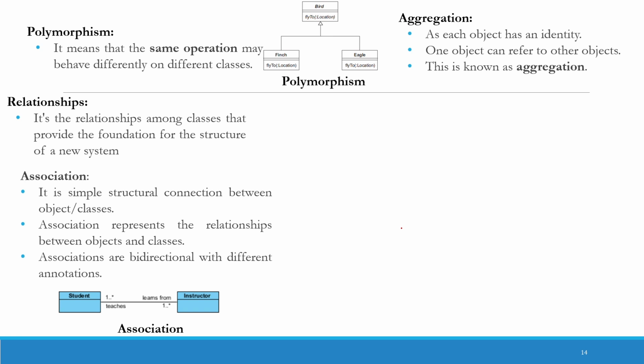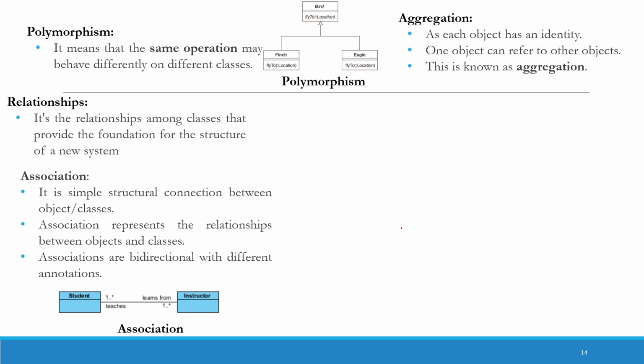Maybe the tire will perform its function when it's aggregated with the car. But when we separate it from the car, maybe we can use it to wash clothes and so on. Yeah, so such a kind of relationship is what we call an aggregation.